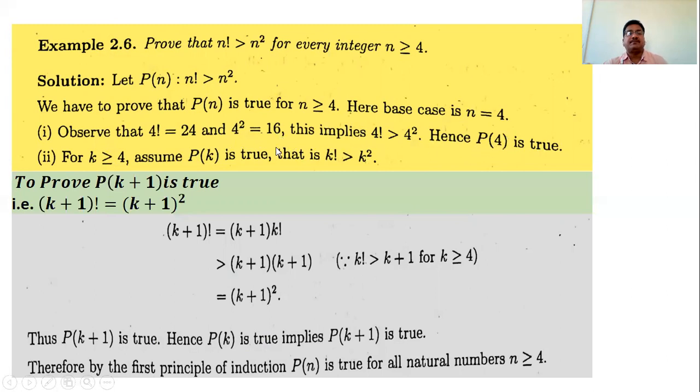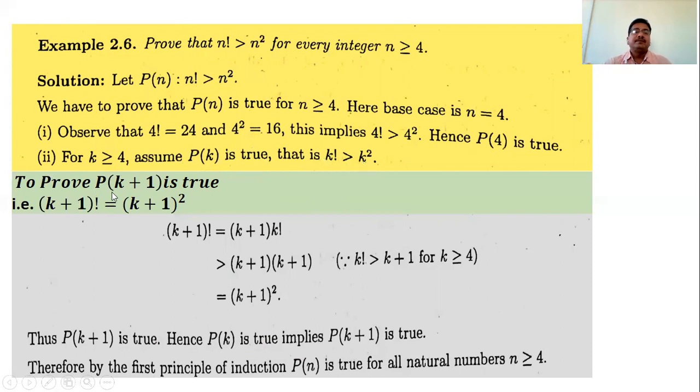This is the first step of mathematical induction, the first principle of mathematical induction. That is, either prove the result is true for n equal to 1 or 2 or 3 or 4 or 5 or any natural number. Then in the second step, assume the result Pk is true. That is, the result is true for n equal to k. This is our induction hypothesis. That is, k factorial is greater than k square.